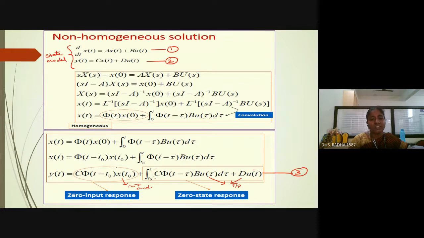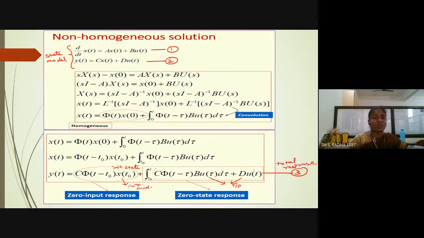This is called the initial state or initial condition. If x of t naught is 0, that is called zero state. In that case, the first term becomes 0 and only the second term remains, and that second term alone is called zero state response. And if input is present and the initial state is also present, then both terms will remain.